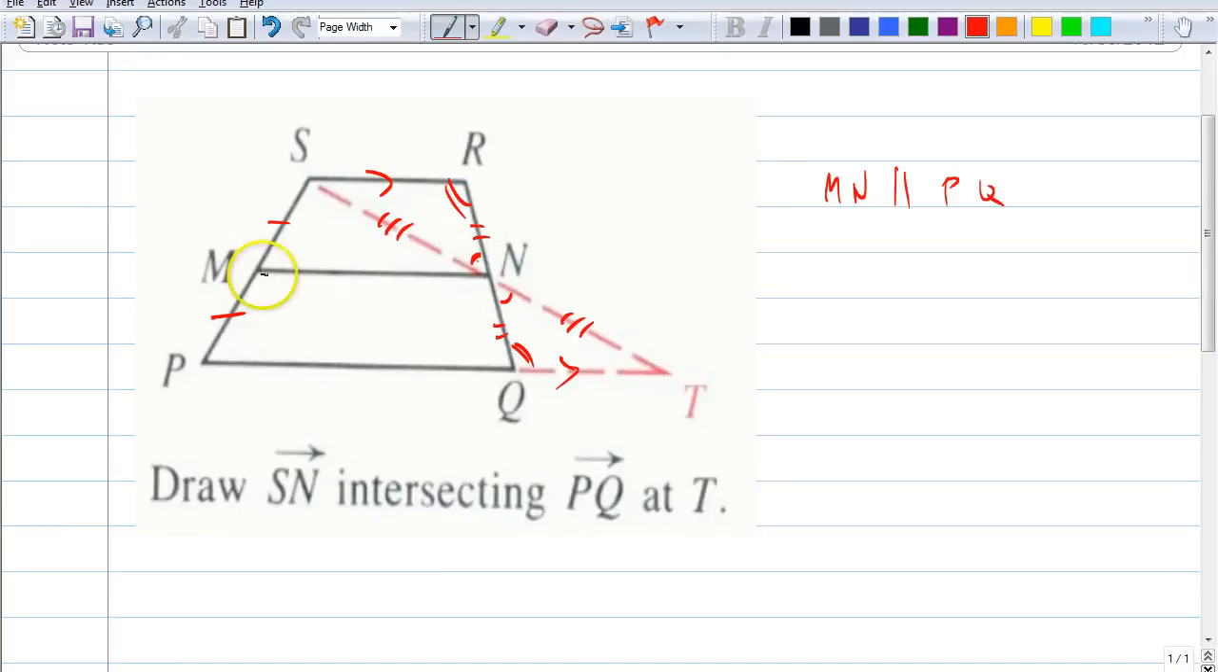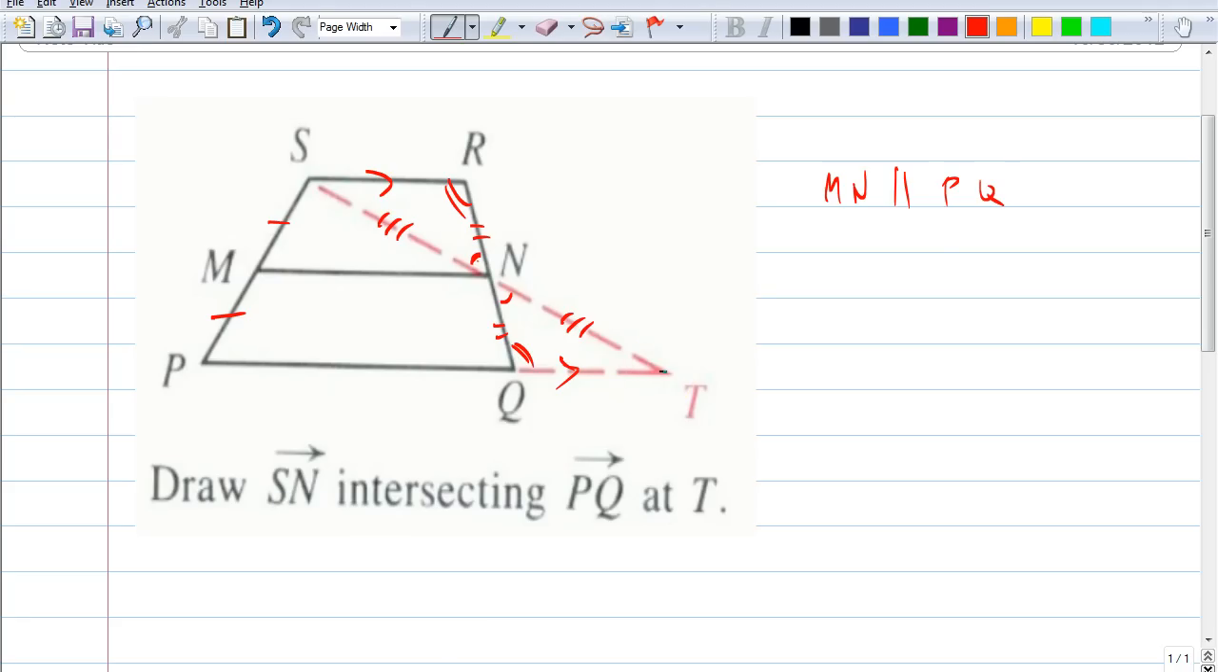Because we need to say MN is also parallel to SR, right? Not only. Okay. All right, Kevin, what do you think? SR is parallel to PQ. Yeah, SR is parallel to PQ. MN is parallel to what? PQ. So what do you have?